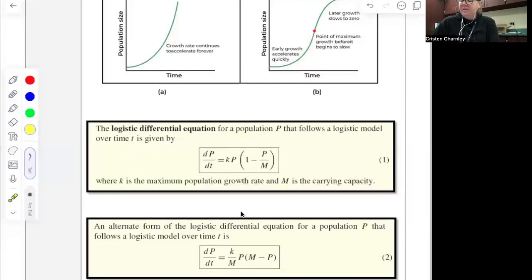An alternate form of the logistic equation for population P looks like this one. And what happened in this case, if you factor out this 1 over M, you can have the kP with the M in the front, or the 1 and the M switch spots. So depending on what problem you're given, you might have to pull the P or the M or the k from a different location.